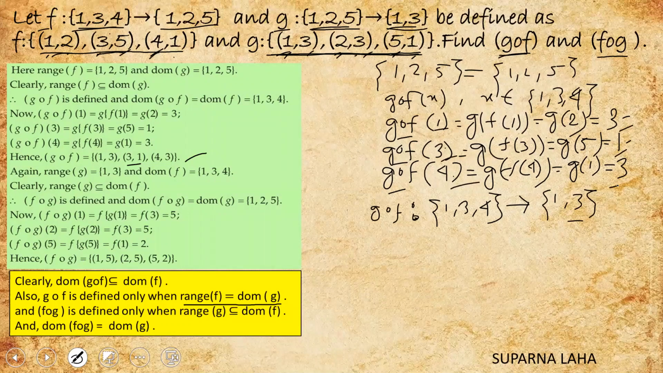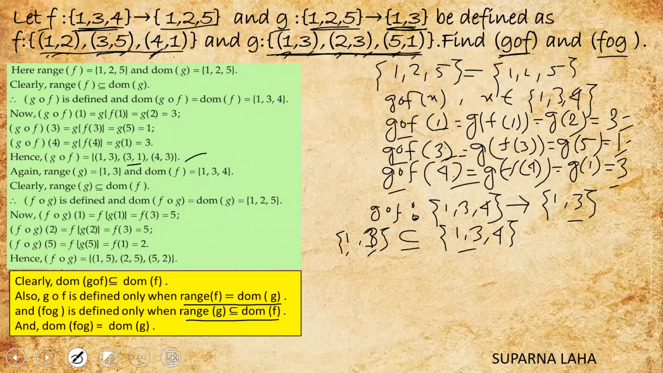Now what is f of g? Is it defined or not? Let's check. To define f of g, the range of g should be a subset of the domain of f. What is the range of g? The range of g is 1, 3. Now this belongs to the domain of f. The domain of f is 1, 3, 4. Now 1, 3 belongs to this set, that means it is a subset of 1, 3, 4. That means f of g is defined.